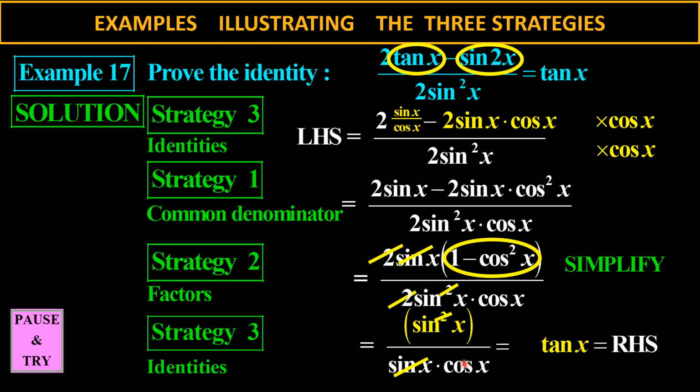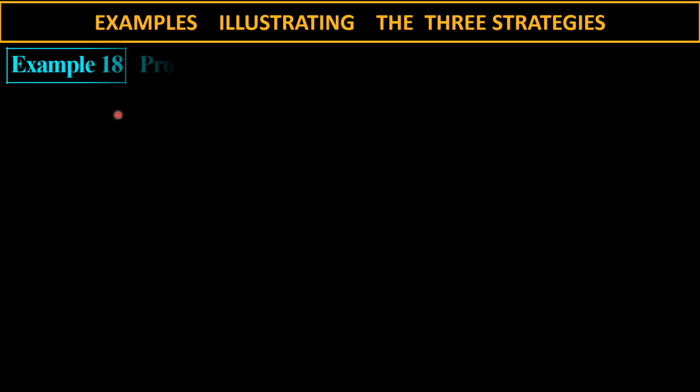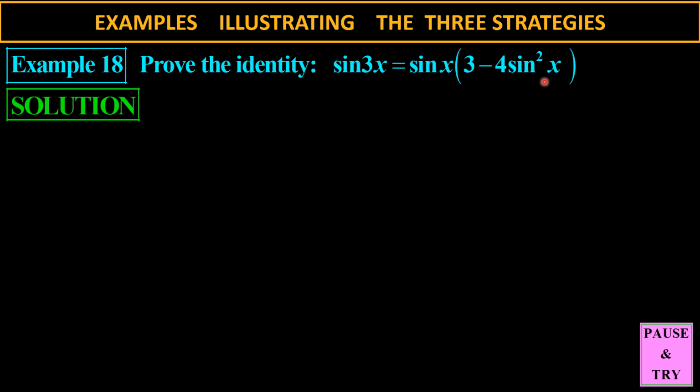So there we've proved the left-hand side equal to the right-hand side, which means we've proved this identity. Now let's look at one more identity. We want to prove that sine of 3x is equal to sine x into 3 minus 4 sine squared x. Let's see what we're going to do now.